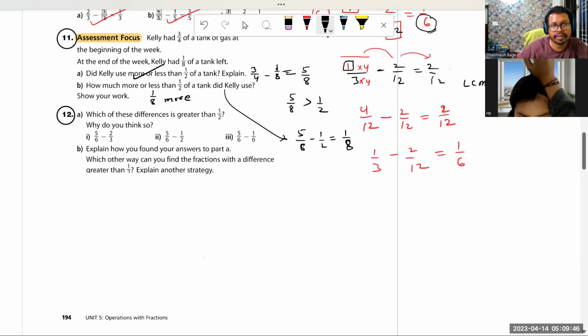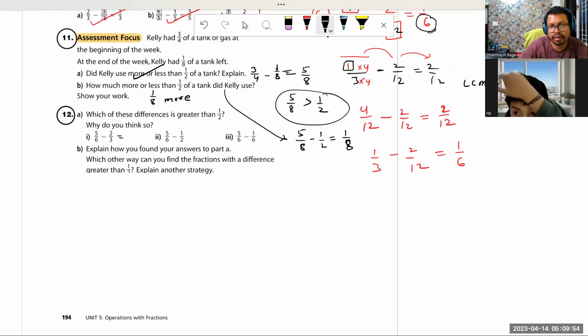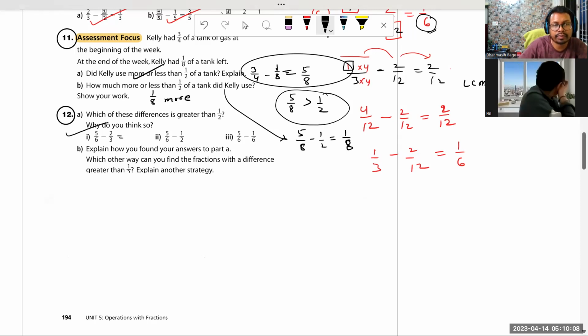Which of these differences is greater than 1/2? Exactly the same thing. First find the difference and then compare it with half. Compare it like this. Clear? So I think you can do this one.